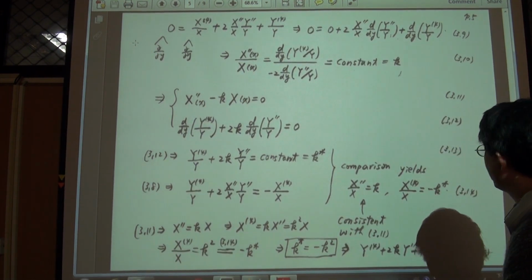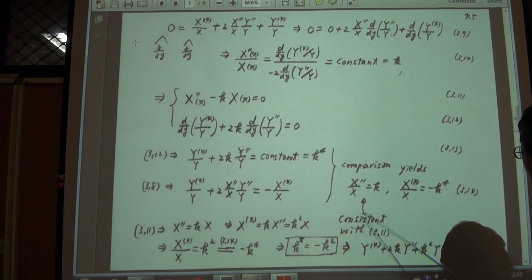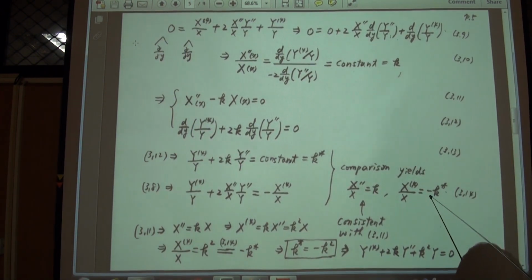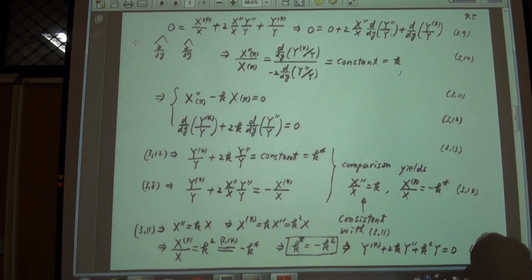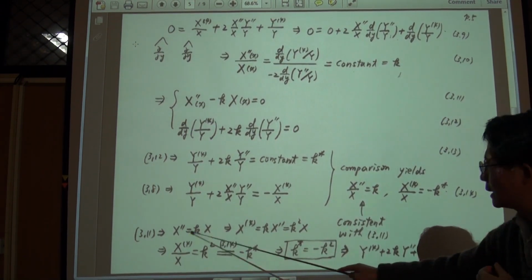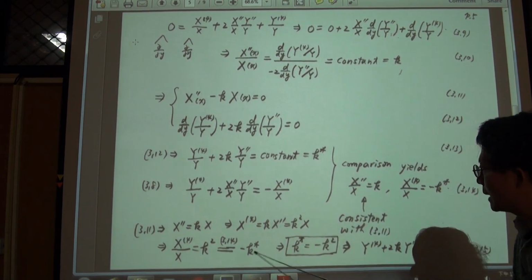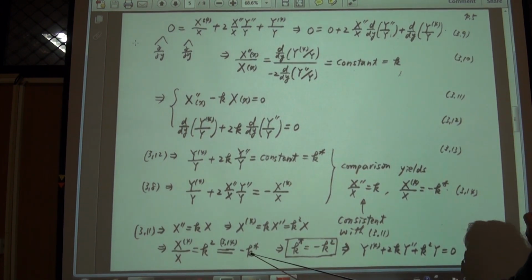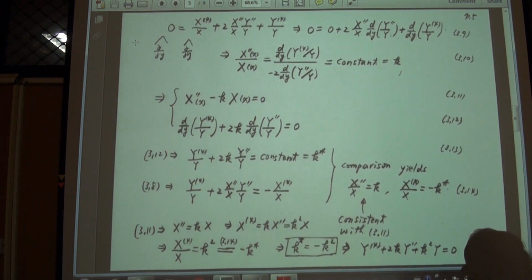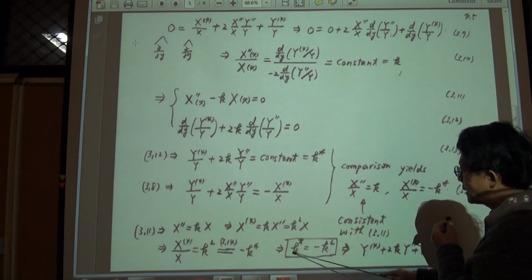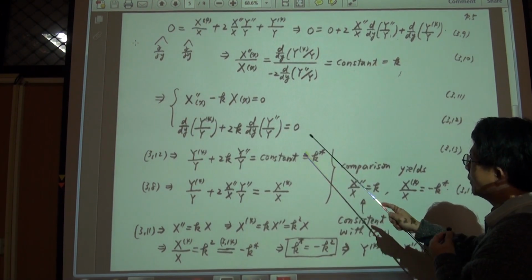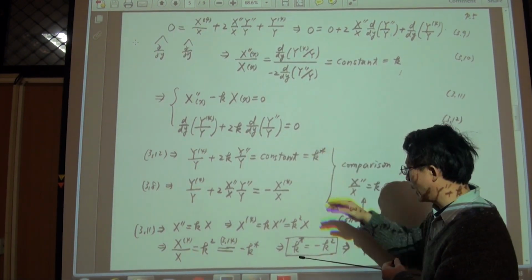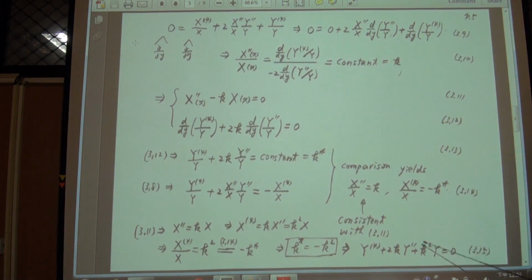But according to 3.14, this one equals minus k star. So from here, we get this one. From here, we get this one. So we have proven that k squared equals minus k star. Understand? So by this result, we can replace k star by minus k squared. We can erase this k star and replace it by minus k squared to get this equation.